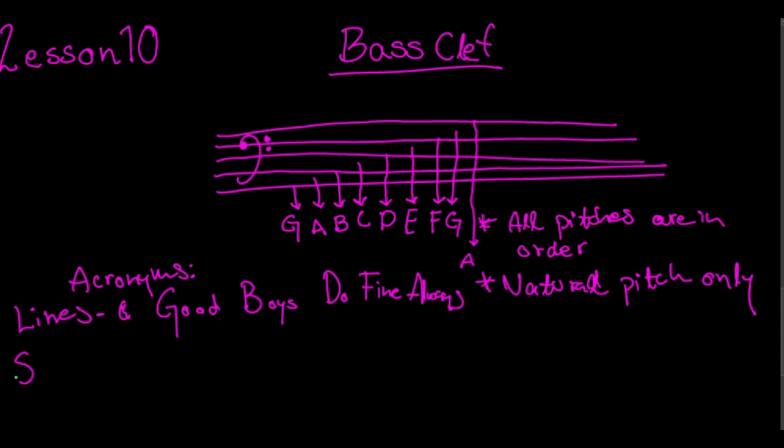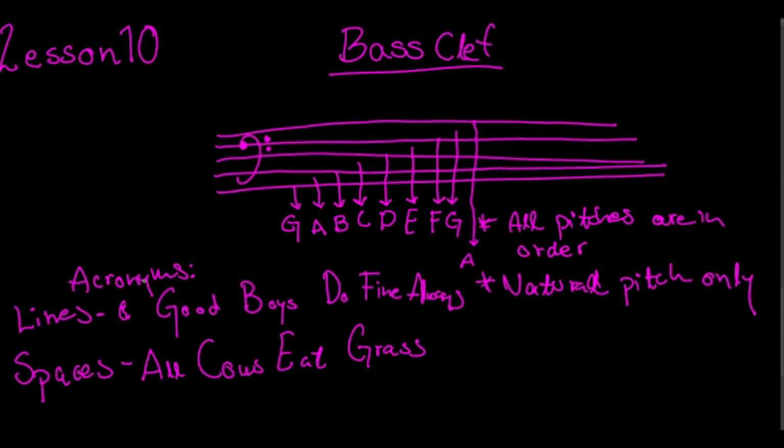For the spaces, we have a different acronym, and that is all cows eat grass. Easy to remember, same system. First letter of each word corresponds to the respective space. So first space is A, second space is C, third space is E, final space is G. So A, C, E, G.